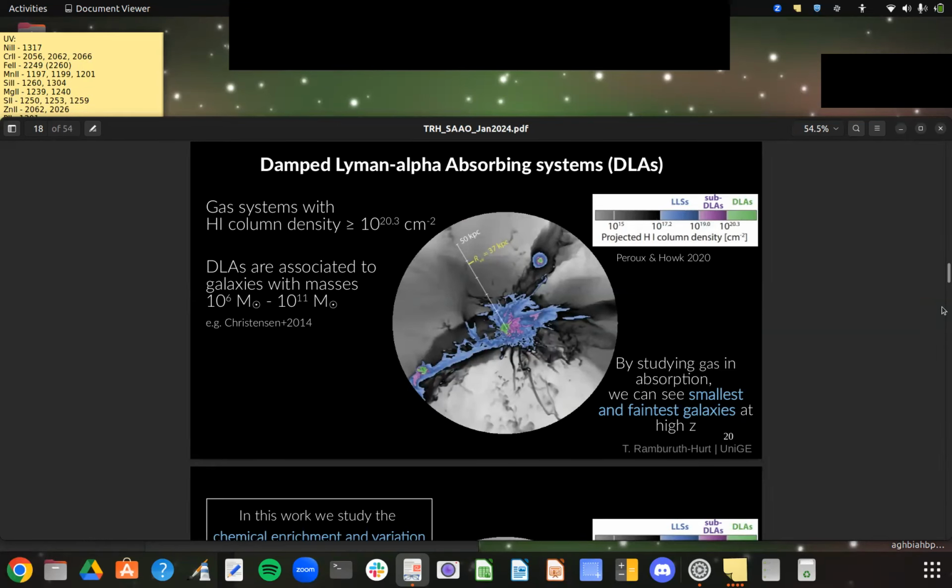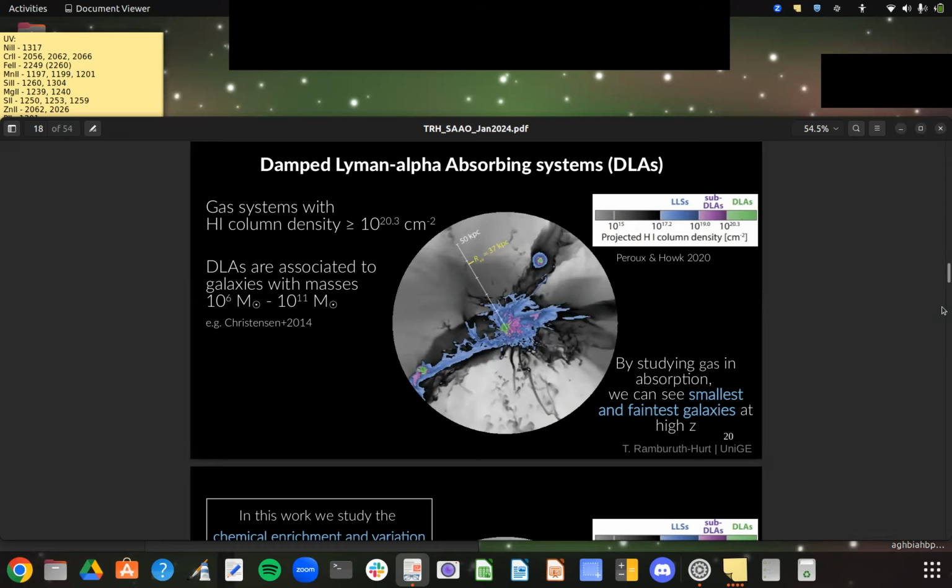This is an image from a simulation from a paper in 2020 showing the projected H I column density. And the DLAs are situated in the most dense part of this gas system. A challenge with DLAs is that only 10% of them have emission counterparts. So for a lot of them, we only see them in absorption. But they've been shown to be associated with galaxies, with masses between 10 to the 6 and 10 to the 11. So we do strongly believe that these DLAs are galaxies.